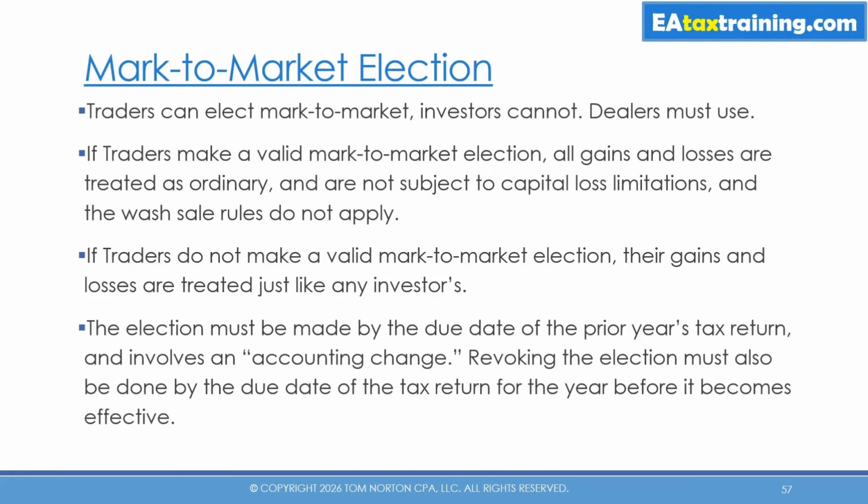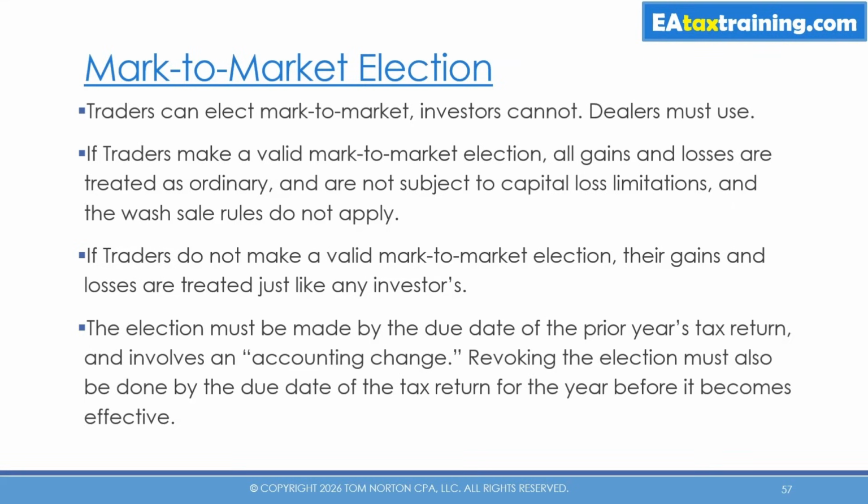So if you want the mark-to-market election to be in effect for 2025, you must have made the election by April 15th of 2025. Similarly, if you want to revoke the election, so let's say you had it in place from 2024. If you put it in place in 2024, then in 2025, if you want it to still be in place, you don't have to do anything. But if you want to revoke it in 2025, you have to revoke it by April 15th.